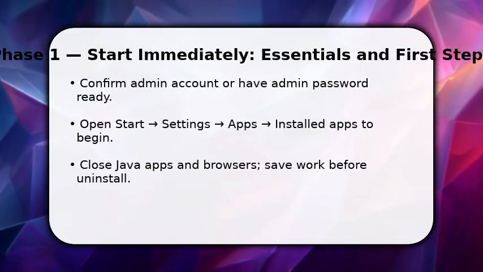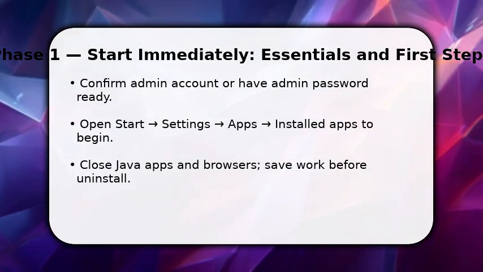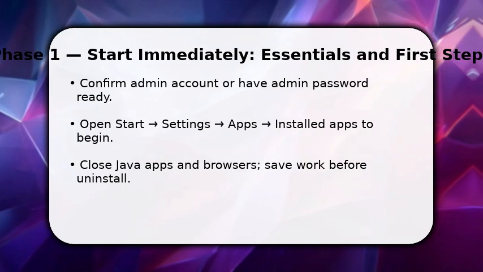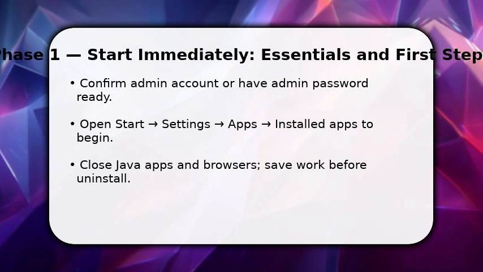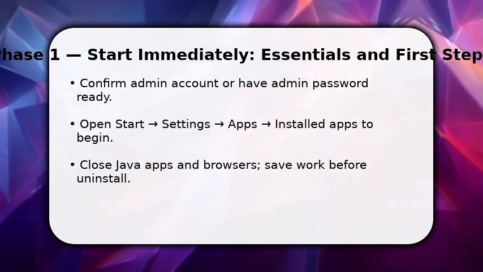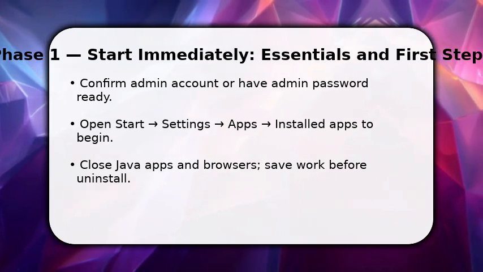You start by preparing the system. Sign into an administrator account so you can remove programs without interruption. Next, open Start, then Settings, then Apps, and go to Installed Apps. This is where Windows lists Java installs. Make sure Java-dependent applications and browsers are closed, otherwise files may be locked.